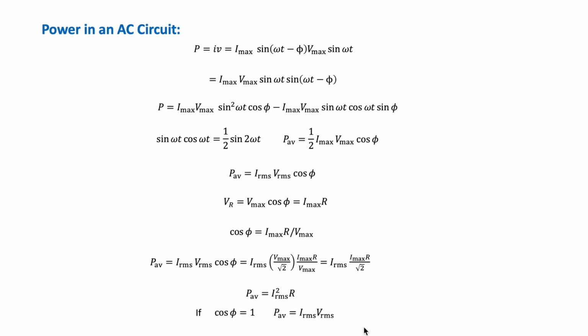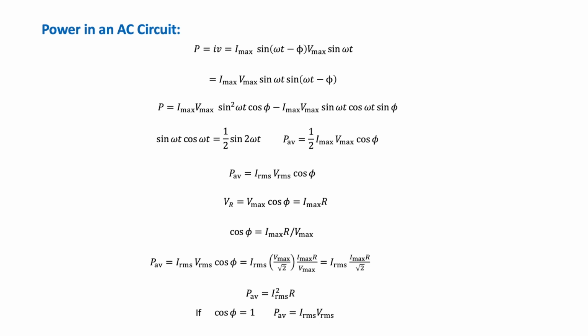So the average power is given by P average equals half I max V max cosine phi. In terms of the RMS current and voltage, we may write it this way. And cosine phi here is known as the power factor.